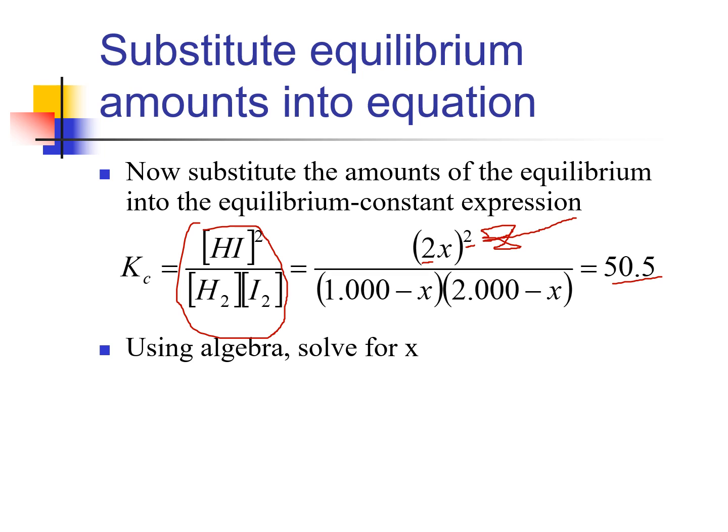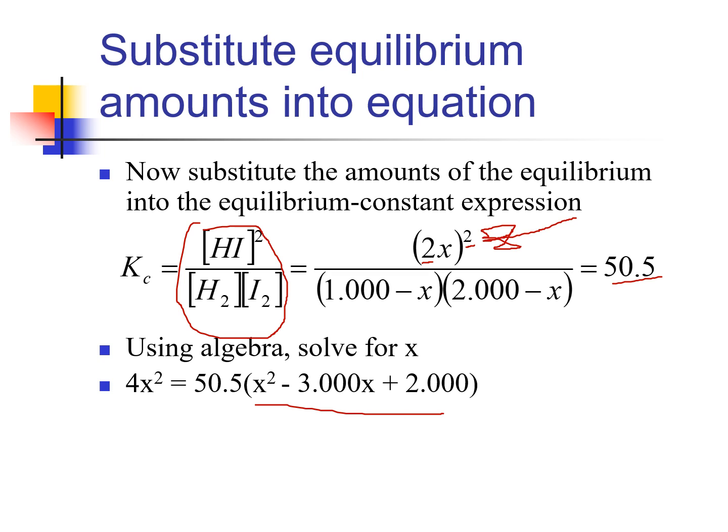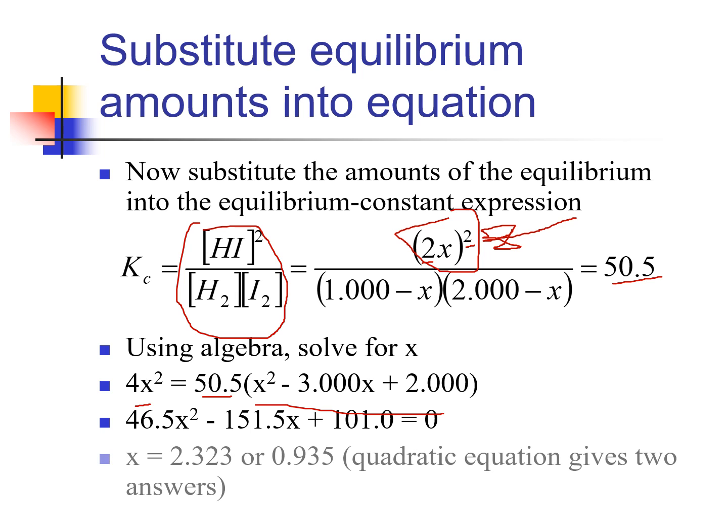If you have a fancy calculator, make your fancy calculator do this. If you don't have a fancy calculator, you've got a quadratic equation on your hands. So in this case, I multiplied 1 minus x times 2 minus x. That gives me this mess here. I then multiplied both sides by that mess, so that's where we get the 50 times that. I expanded the 2x squared is 4x squared. I distribute, I set it to 0, I use the quadratic equation, and I get 2 answers.